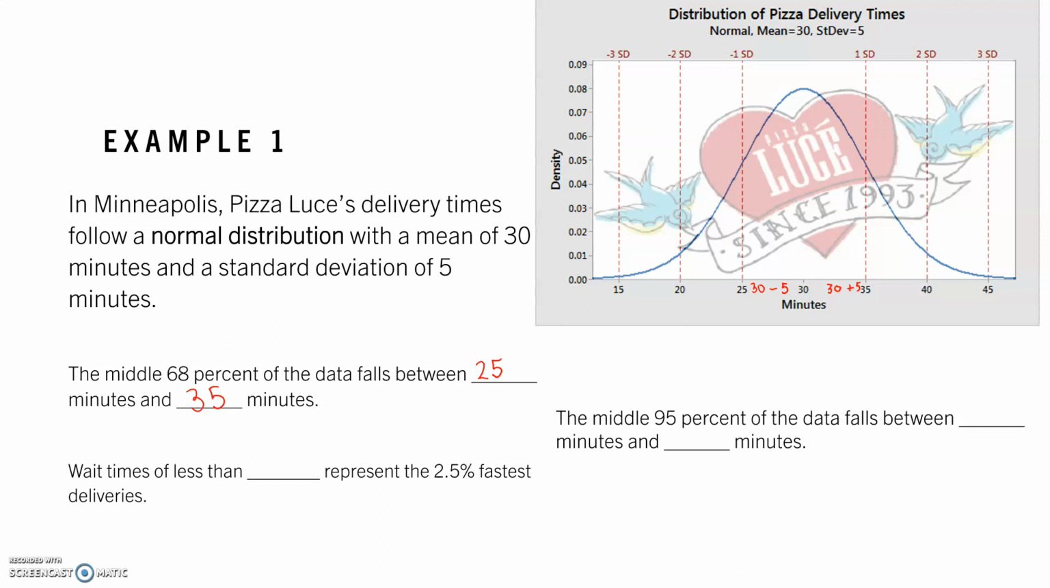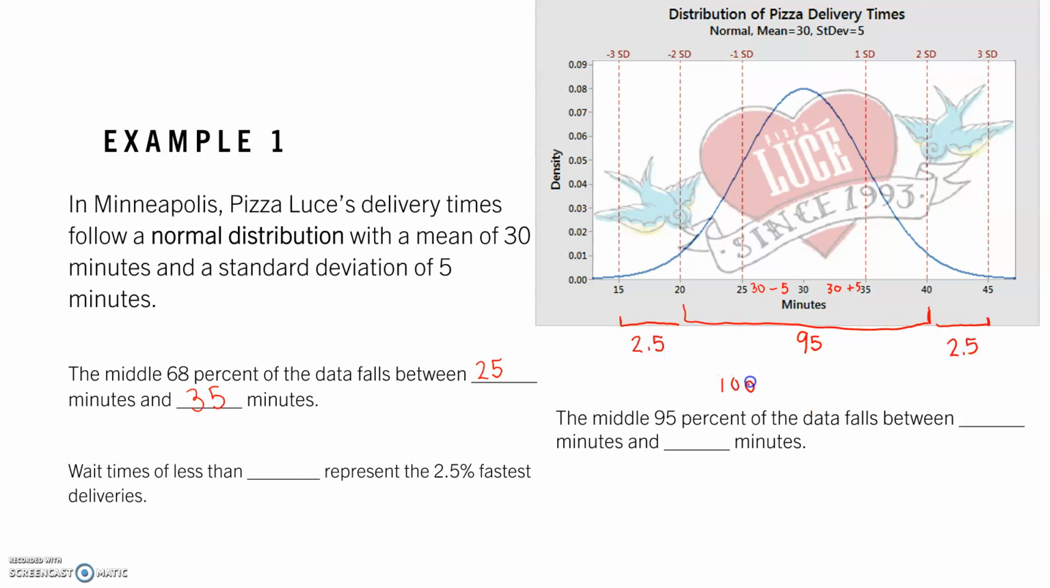So more than half of the deliveries are going to be between those 2 times. If I wanted to know the fastest 2.5% of deliveries, I know that 95% of all of the data values will be within 20 and 40 minutes because that's 2 standard deviations. That means that 5% of people either wait less than 20 minutes or more than 40 minutes. So 2.5% are going to be on each end because it's symmetric.